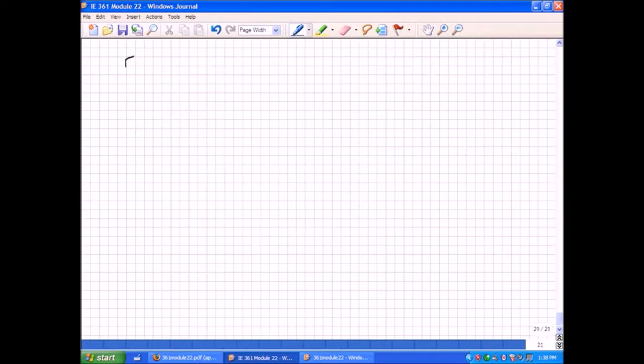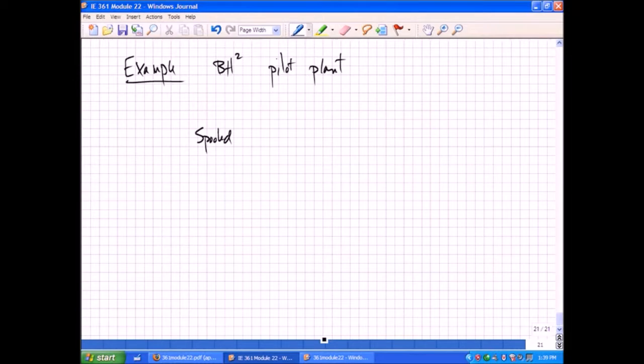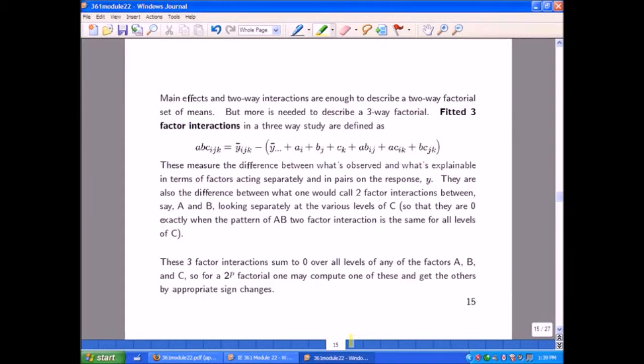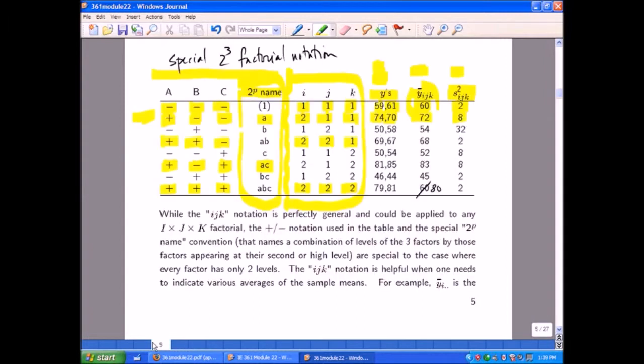As an example, in this Box Hunter and Hunter pilot plant example, what I'm going to need is a pooled S. And I'll remind you that when I showed you the data, I included these sample variances over here.